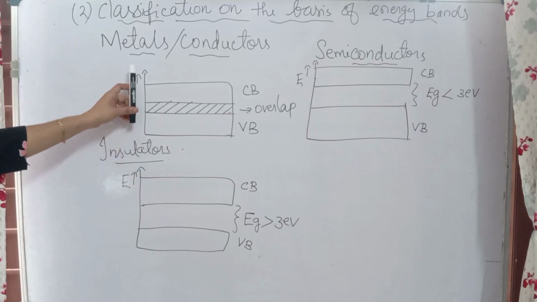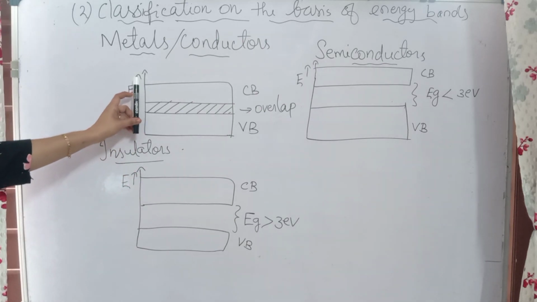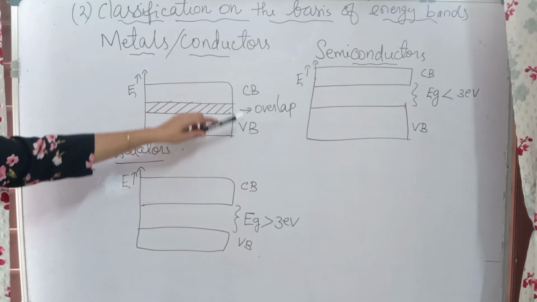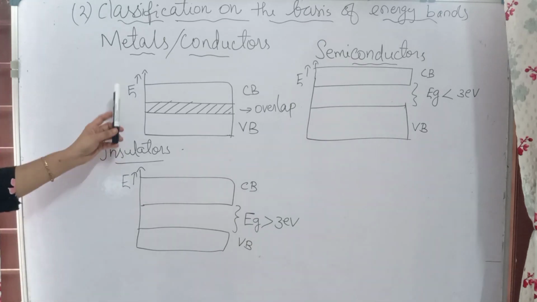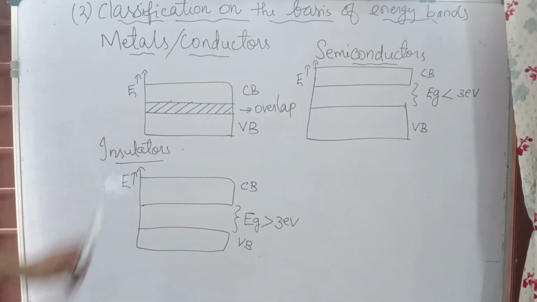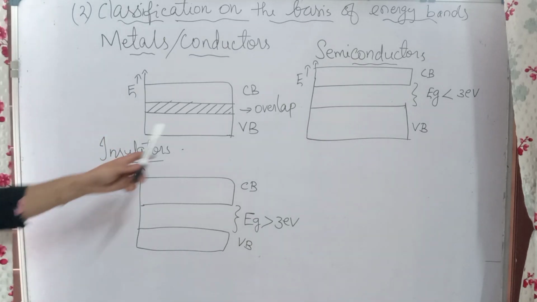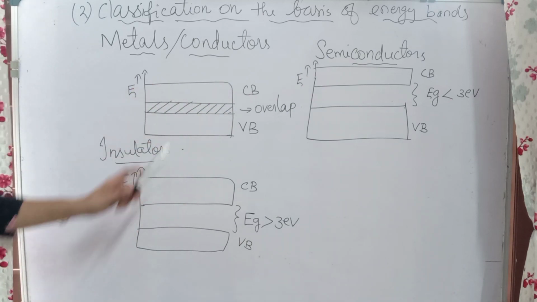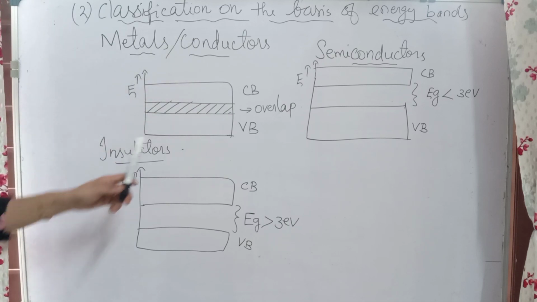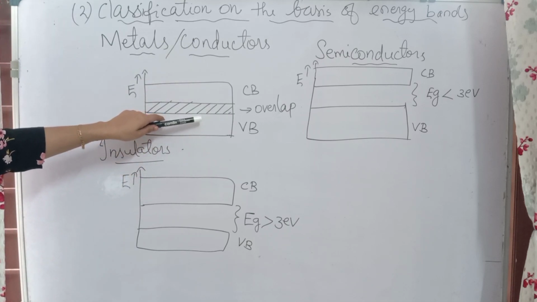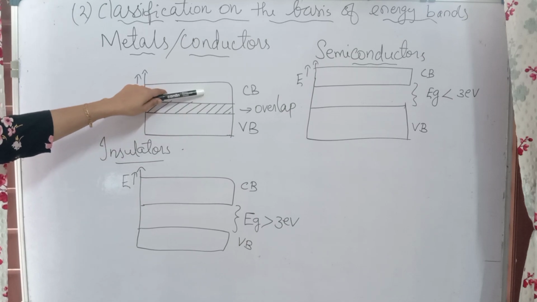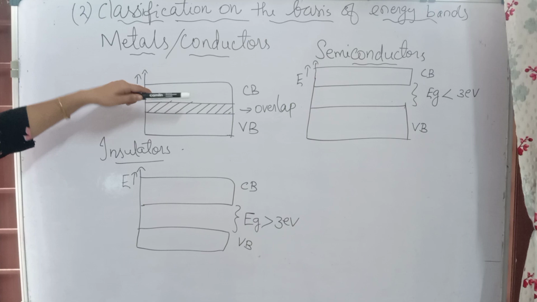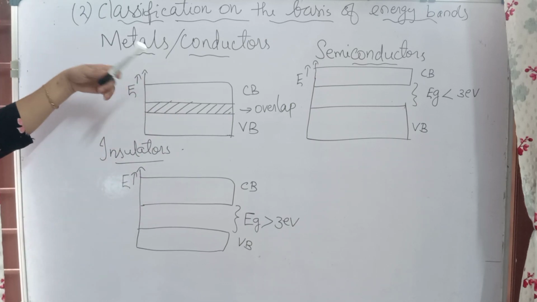If you are taking the energy band diagram, here we have the energy along the y-axis, and the valence band and conduction band both will overlap. So in the case of metals or conductors, there will be no difference between the valence band and conduction band. They will overlap. That means it will be very easy to conduct, because it is easy to move from valence band to conduction band. Only when it moves to the conduction band will it be able to conduct, right? That is why the metals conduct easily.